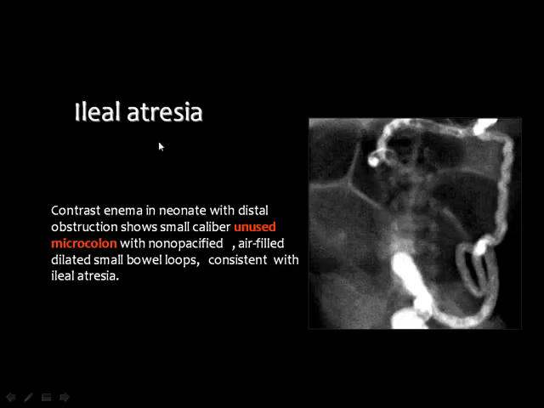Then ileal atresia cannot be diagnosed unless you inject barium per rectum. And here you will see that the colon is collapsed and very small because it is unused colon. And if you look through the abdomen, you can get dilated intestinal loops representing the obstructed small bowel secondary to this distal ileal atresia.